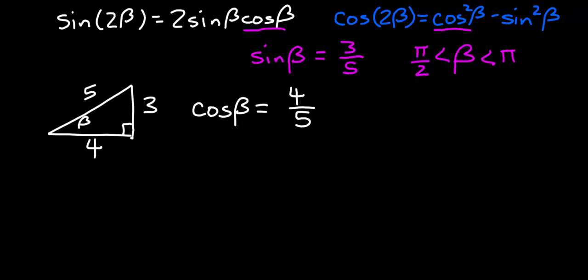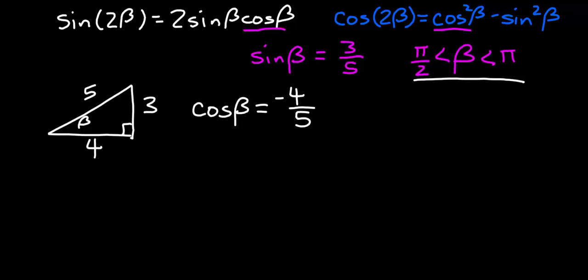However, it's not quite that simple because remember, we're in quadrant 2. And if we're in quadrant 2, we know that cosine is negative in that quadrant. So I better put a negative in front. We have to pay attention to which quadrant our angle is in because it tells us if we're dealing with a positive or negative cosine in this case.